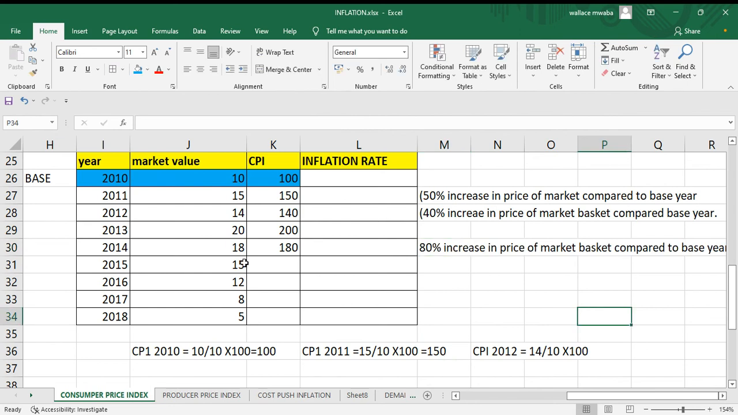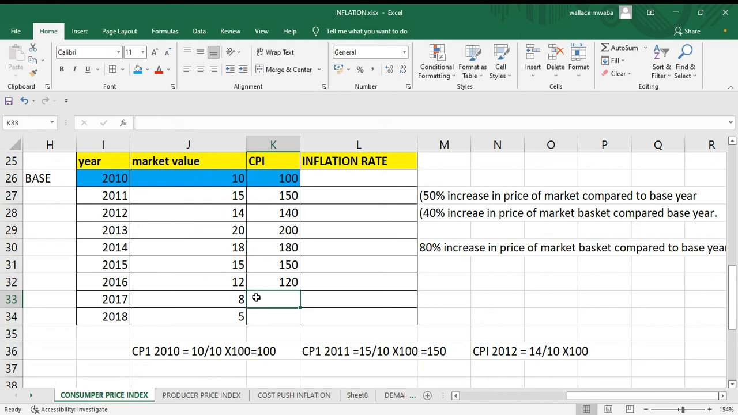Okay. 15 divided by 10, 1.5. 1.5 times 100, we get 150. Like 12 divided by 10, 1.2, 1.2 times 100, 120. Okay, 20% increment compared to 2010.